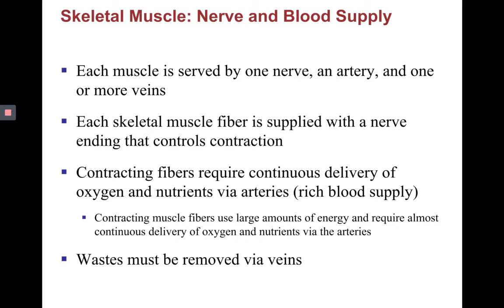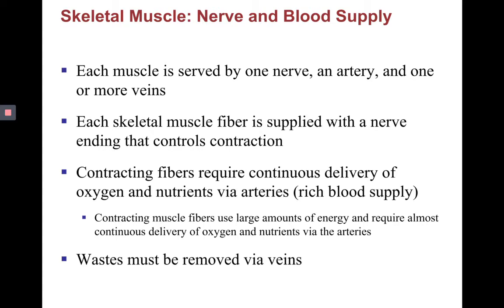There is a nerve and blood supply for skeletal muscle, meaning that it is vascular and innervated. Each muscle is actually served by one nerve, an artery, and one or more veins. Then each skeletal muscle fiber, remember that's a way we can talk about individual cells, has its own nerve, and that nerve ending controls contraction. That nerve ending actually gets really close to the skeletal muscle fiber, and we'll learn that that's called the neuromuscular junction, where a neuron and muscle meet.